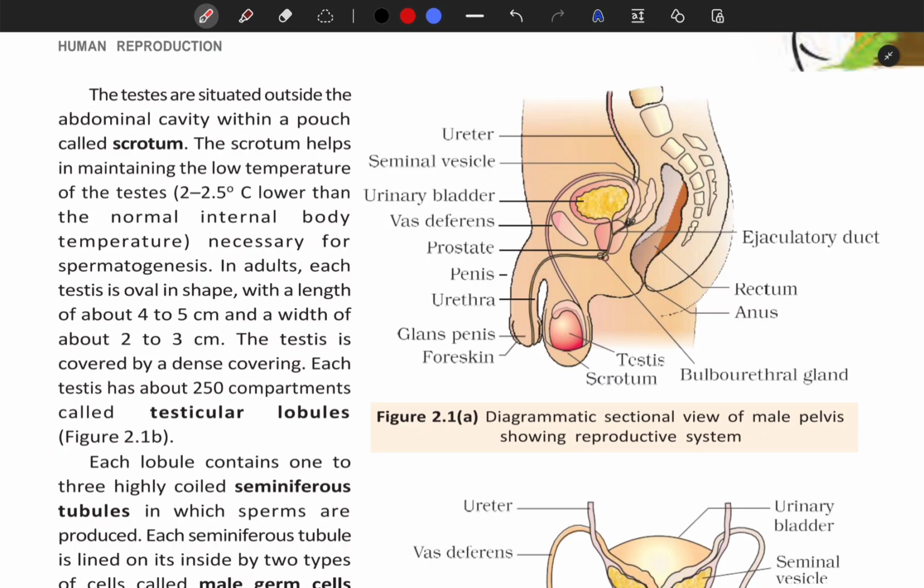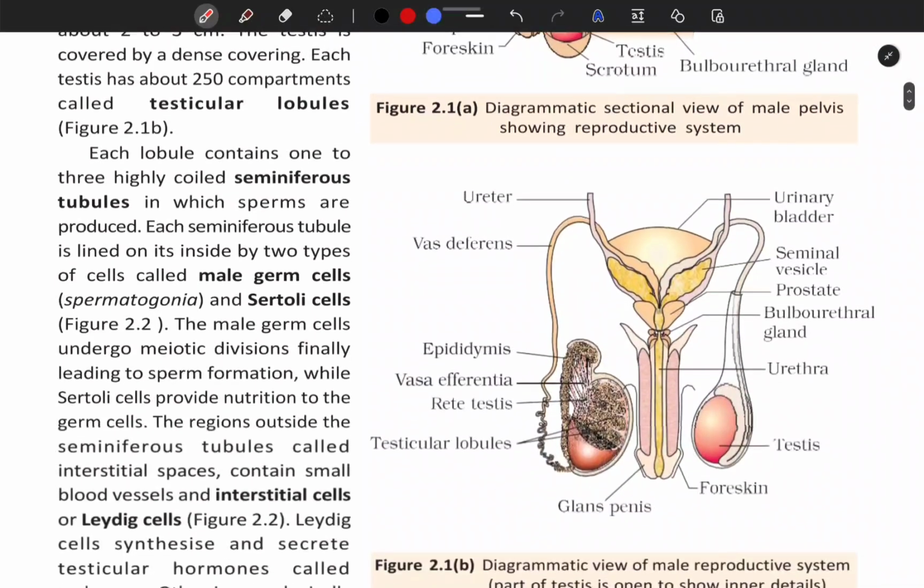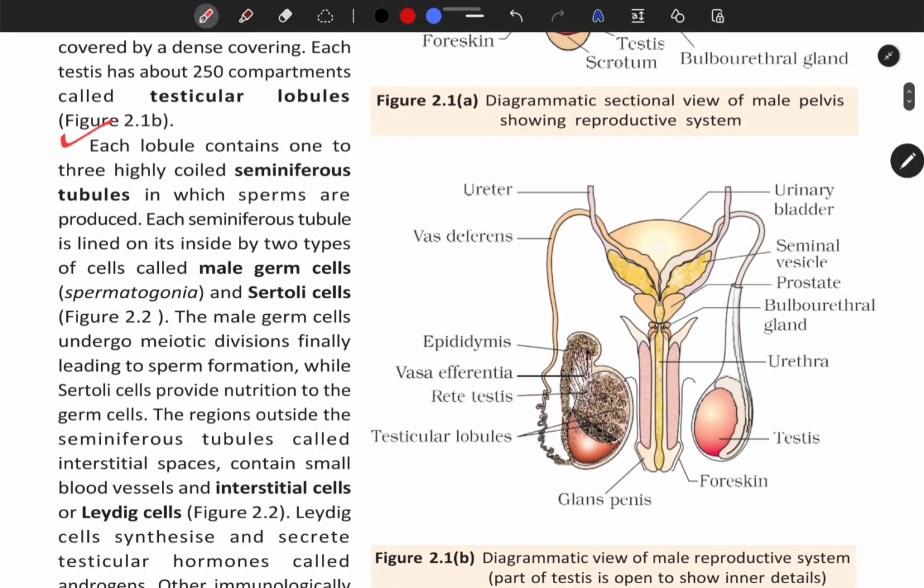In adults, each testis is oval in shape with a length of about 4 to 5 cm and width of about 2 to 3 cm. The testis is covered by dense covering. Each testis has about 250 compartments called testicular lobules. Figure 2.1a shows a diagrammatic sectional view of male pelvis showing reproductive system. Each lobule contains 1 to 3 highly coiled seminiferous tubules in which sperms are produced.